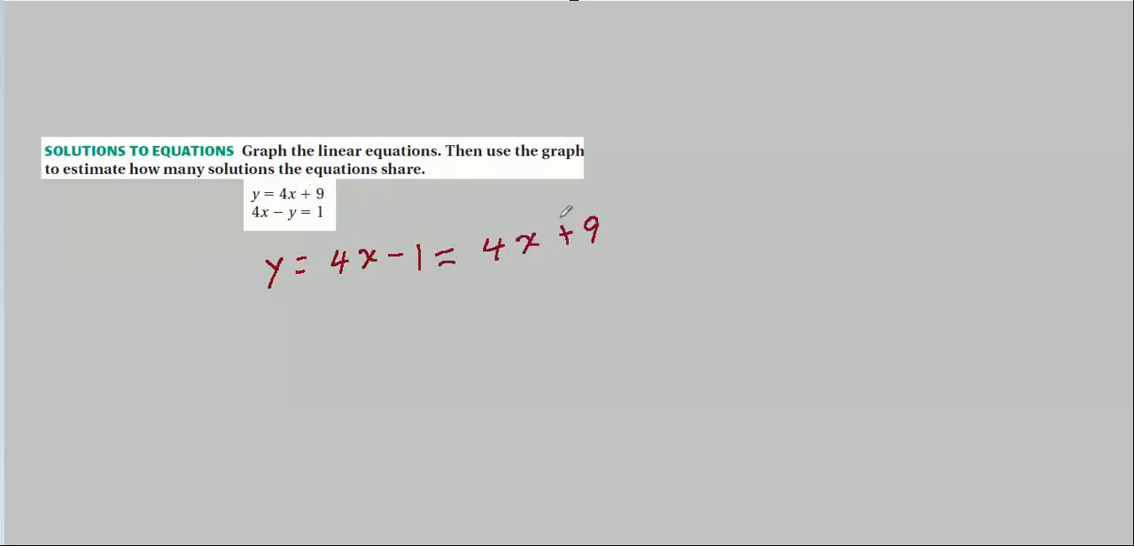Well, what we can do is subtract 4x from each side and get that minus 1 equals 9. That can't happen, which means there is no place where these two lines would intersect. There is no solution to what solutions do these two equations share? The answer is none.